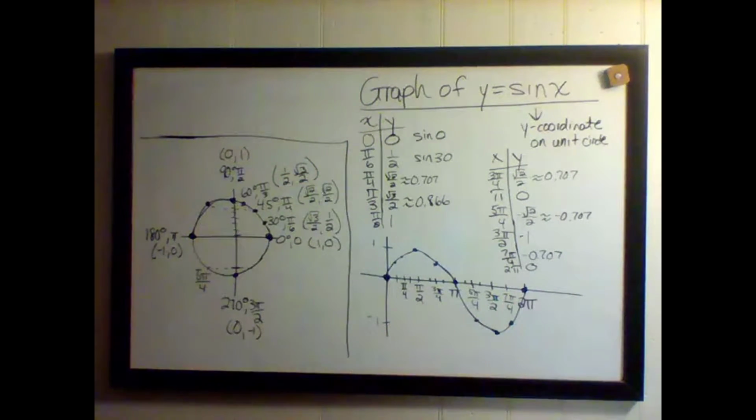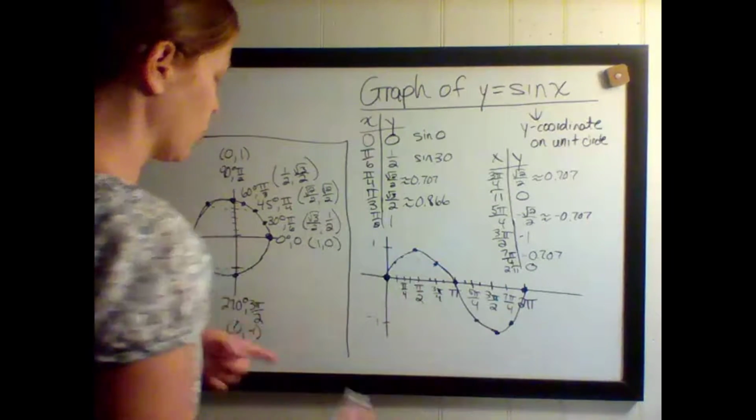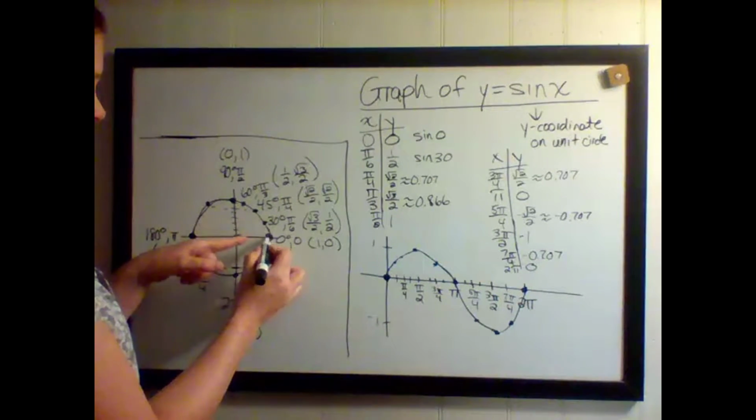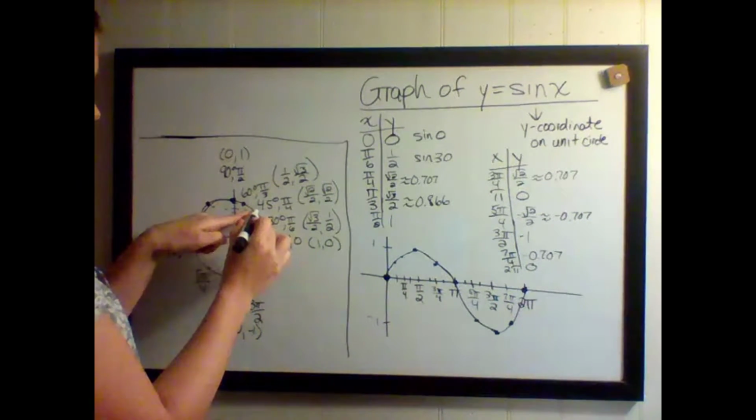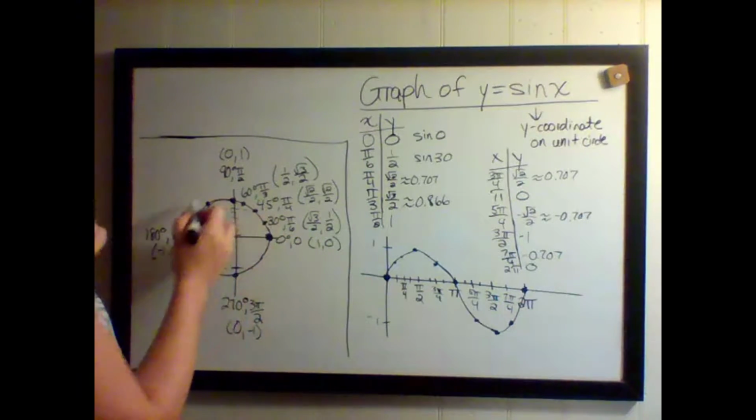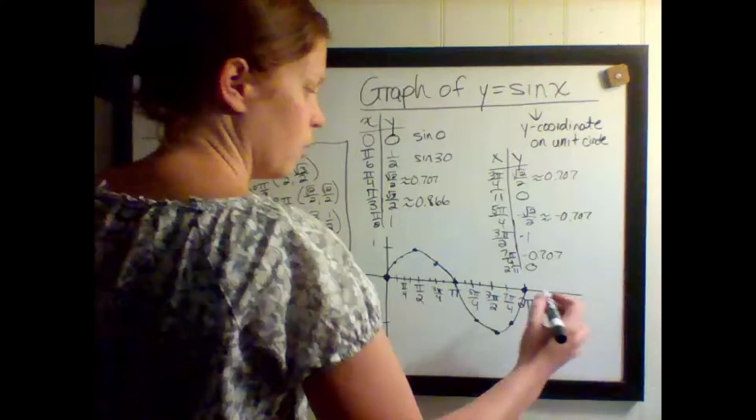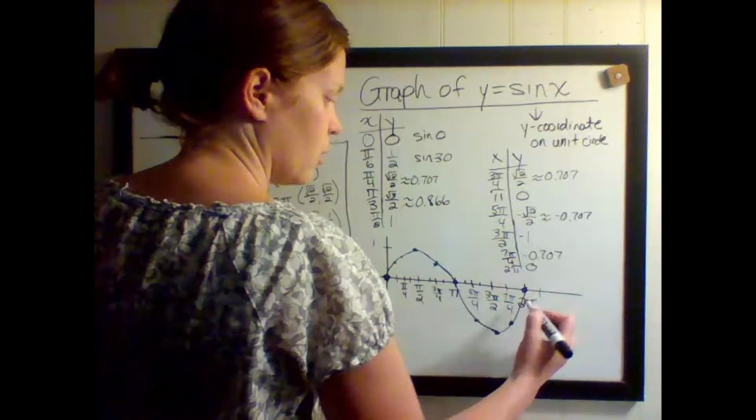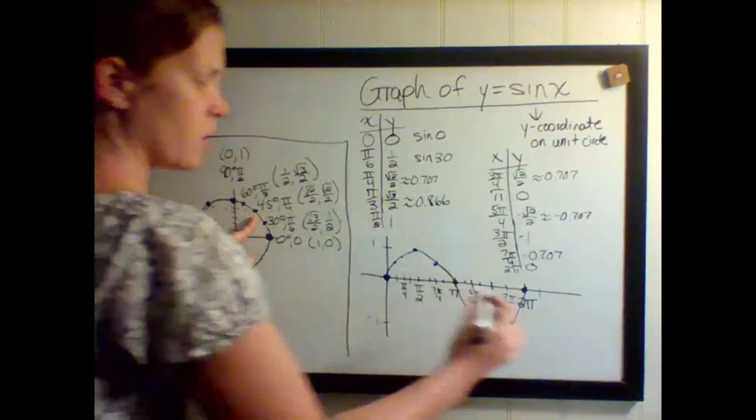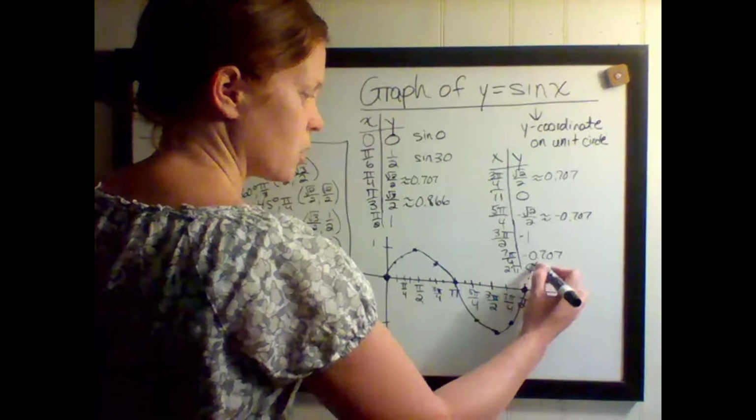Okay. Now if I kept going, I would be at, let's say, just right here. That would be a full 2 pi, which is 8 pi over 4, so 9 pi over 4. What would 9 pi over 4 be? Well, that would be back to a positive 0.707. So you can see it's just going to continue like this.